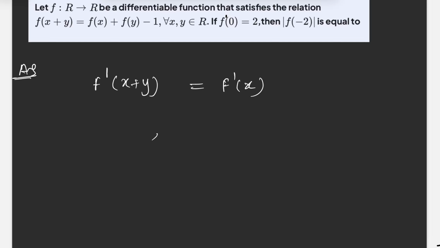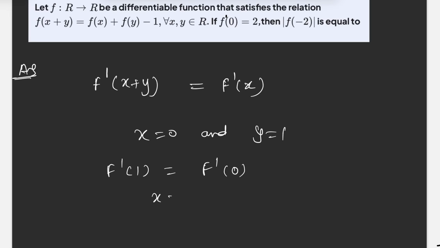So I'm differentiating with respect to x. So f dash of x plus y, and now the differentiation of x plus y is 1 only because y is constant, and the differentiation of a constant is 0. Here it is f dash x. So simply, f dash of x plus y equals f dash x. So here if you keep x as 1 and y as 0, or otherwise y as 0 or x as 0 and y as 1, what you get is f dash 1 equals f dash 0.